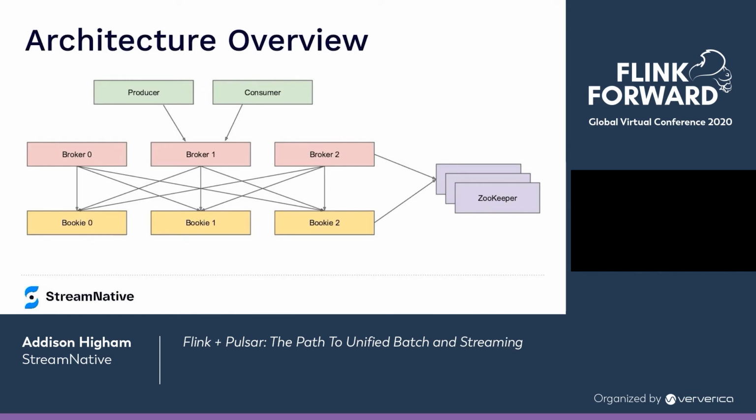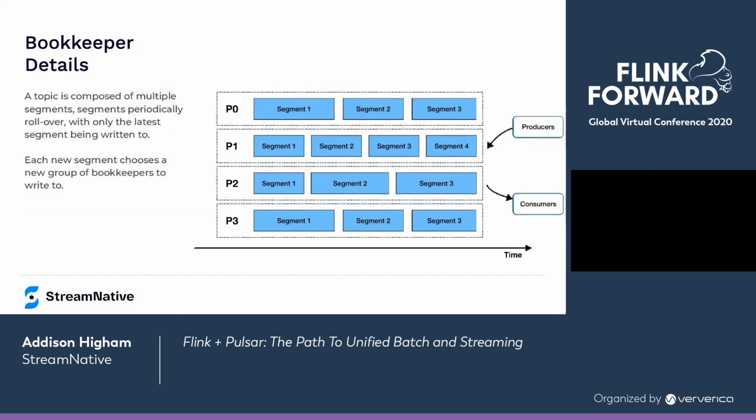Just to give a lines-and-boxes view of this: producers and consumers only interact with brokers, and the brokers then communicate with the bookie tier, which is the BookKeeper component, to store those messages. Both those systems use ZooKeeper for storing metadata. And as we mentioned, the way Pulsar is able to have some of those advantages on the storage side is part of the details of how BookKeeper stores data.